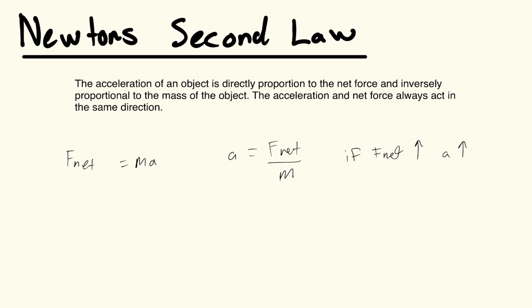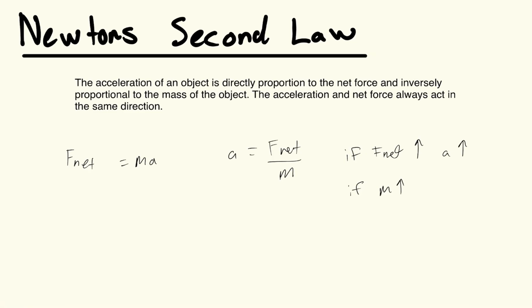And because m and acceleration are inversely proportional, if m goes up, then a goes down, which makes sense. If you take a number and you divide it by a certain number, it will get smaller. And if you divide it by a bigger number, it will get even smaller. So that makes sense. And now that we know this, let's go over an example.